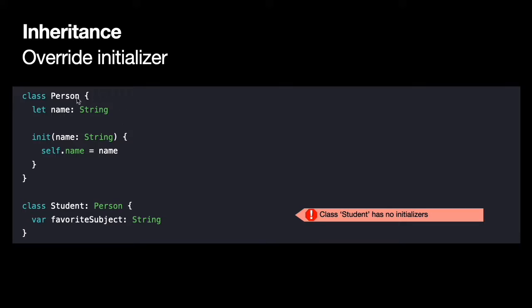Here we have our Person class, which has one property and one initializer, which sets that property. We create a subclass. The subclass adds a new property. However, for the new property, we don't have an initializer, so because we have a property and it does not have a default value, we must have an initializer for it. We do not automatically get a member-wise initializer in a class.